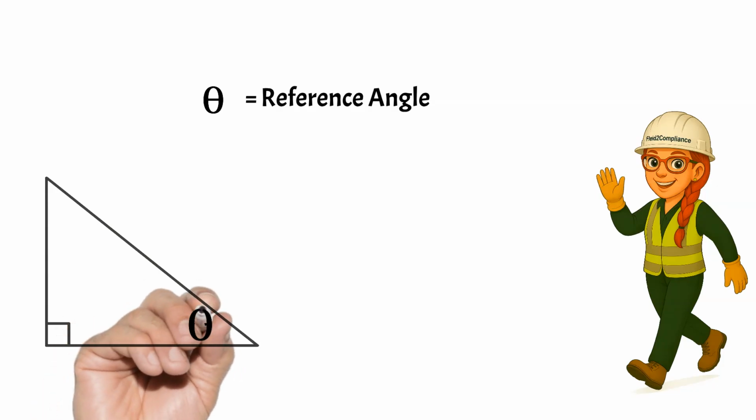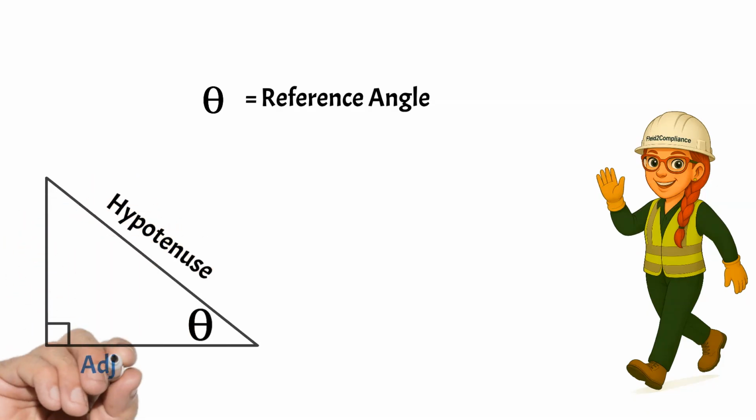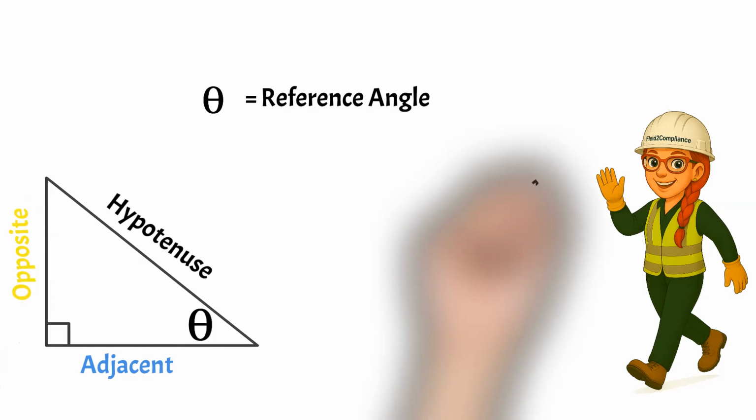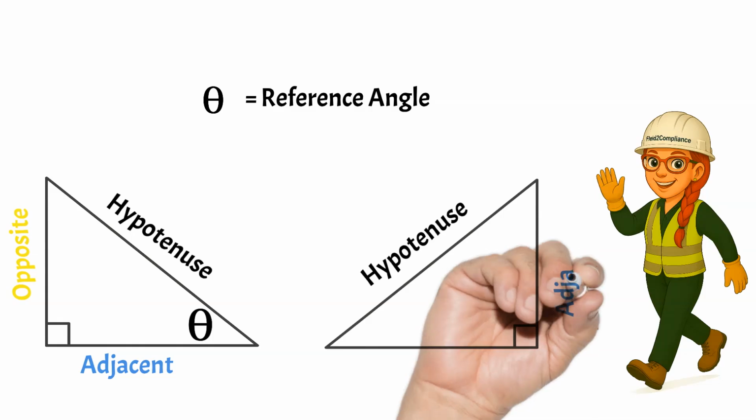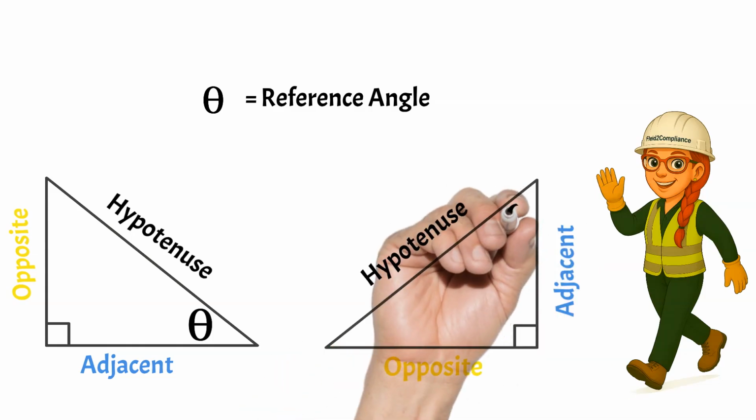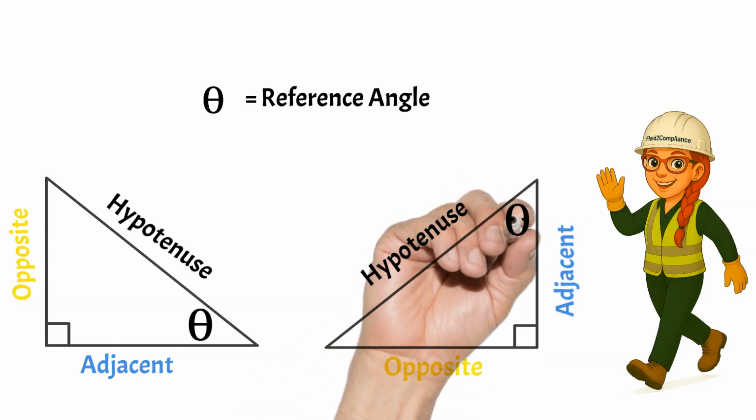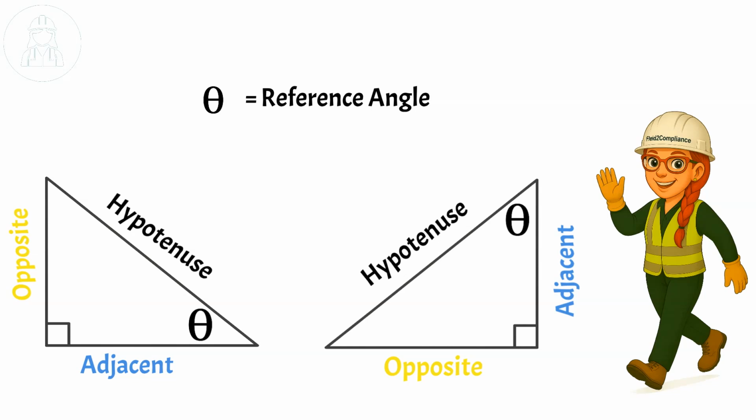The hypotenuse, the longest side, always opposite the right angle. The opposite side is across from the angle we're looking at. The adjacent side is right next to the angle we're looking at.